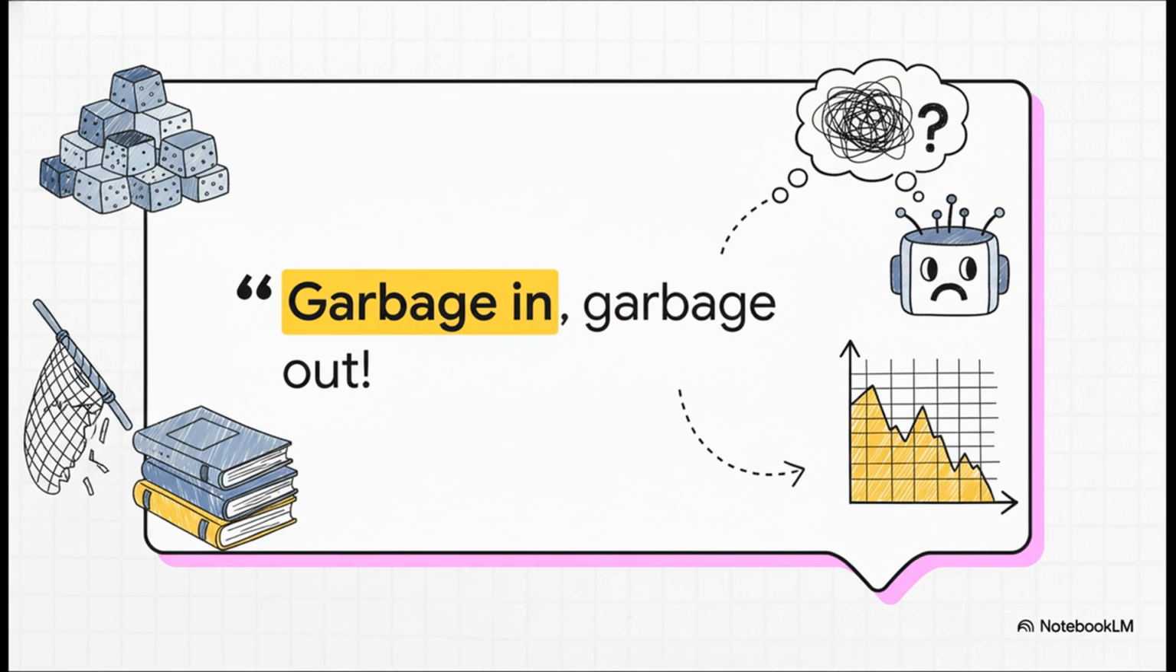There's an old saying in computer science: garbage in, garbage out. It absolutely applies here. For RAG, if your library of information is a mess or just plain wrong, you're gonna get bad answers. And for fine-tuning, if your training examples are biased or low quality, guess what? You're gonna get a flawed, biased model.